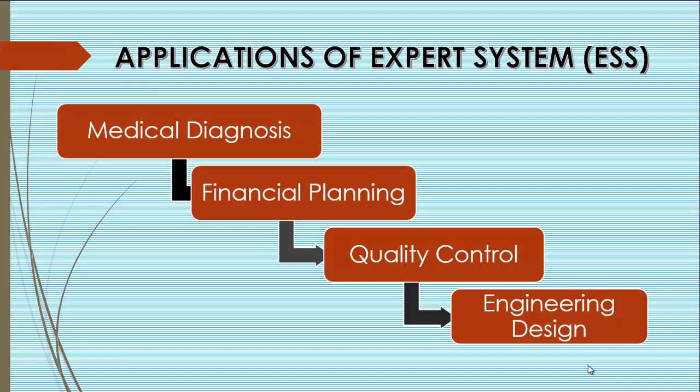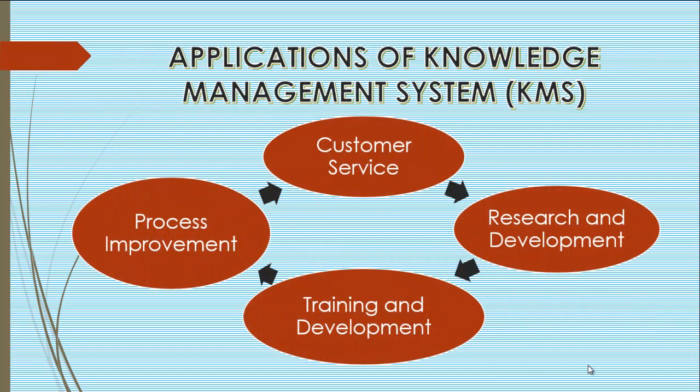Then under quality control, the ES can be used to monitor manufacturing processes, detect defects, and recommend corrective actions. Then under engineering design, the ES can be used to design and optimize complex engineering systems such as airplanes and automobiles. We move to another class of the information system, which is the knowledge management system.